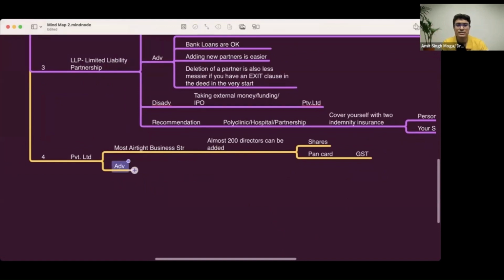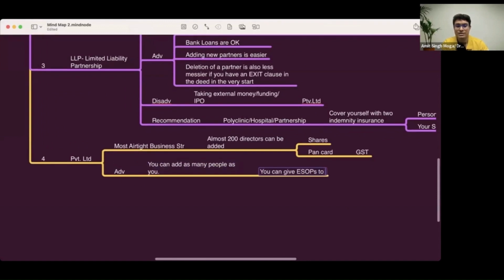Basically, the advantage is you can add as many people as you want. You can give ESOPs to your staff. ESOPs are employee stock options, which actually help in retaining your staff. Let's say you have 10 or 20 starting employees, and you give each of them, for example, 1,000 shares. When you give them, they have this ownership feeling that I am also an owner of this hospital, that tomorrow if it grows, the property will be shared with me also. But it also helps you to retain those staff because these are stock options. These are not shares or stocks. You're not directly giving them the stocks.